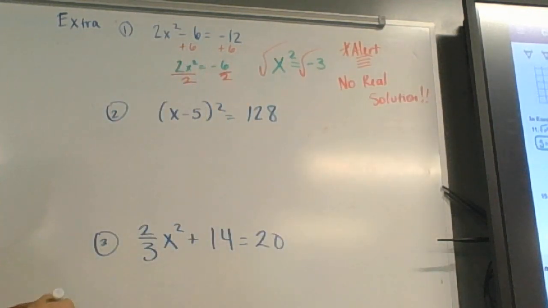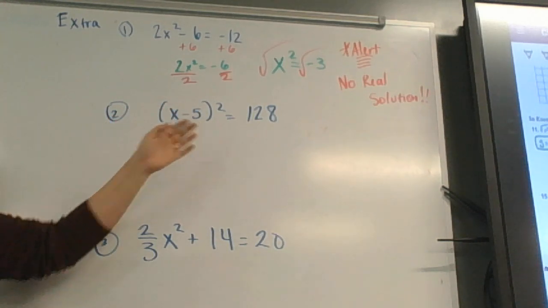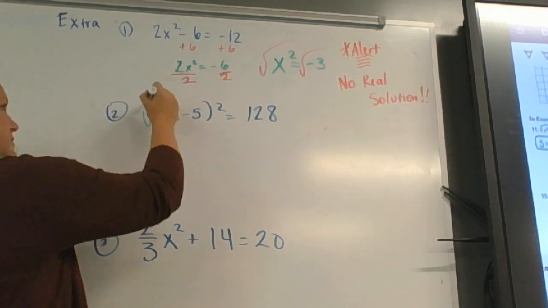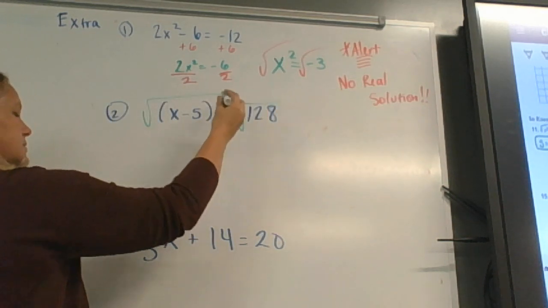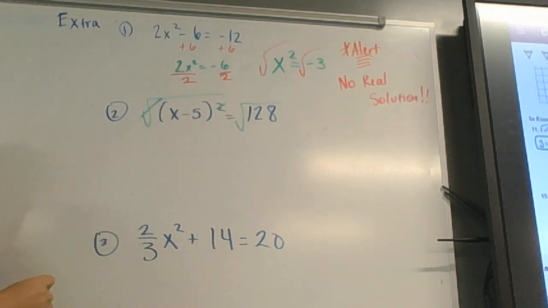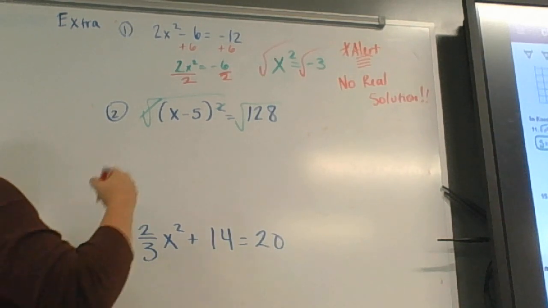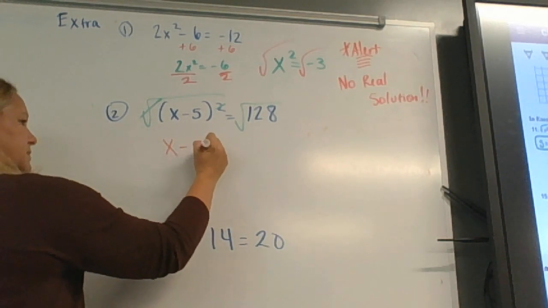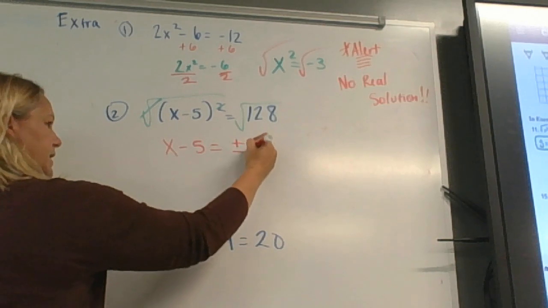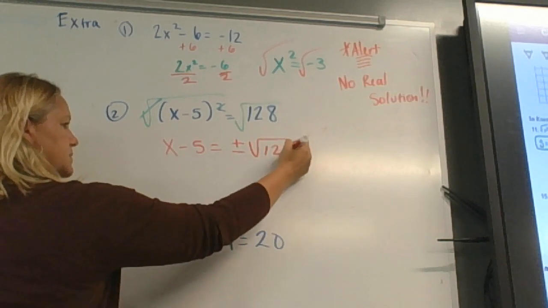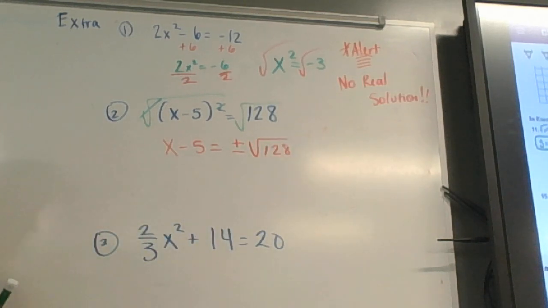Okay, so there's nothing in front or behind the squared term, so I'll go right to the square root bar. The square root bar is so cool. Cancels out the 2. I no longer need parentheses. X minus 5 equals plus or minus the square root of 128. I'm curious about this number.